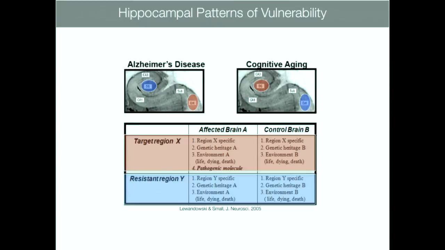And now we could profile the molecules. There are technologies that allow us to look at all the molecules in each sample. And we can perform what would be called a double subtraction. We can compare entorhinal molecules to dentate gyrus molecules, patients to controls. That's a very good way of trying to constrain the sources of noise and pinpoint number four there, the quote unquote pathogenic molecule, the causative molecule, at least in theory.